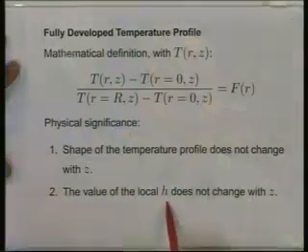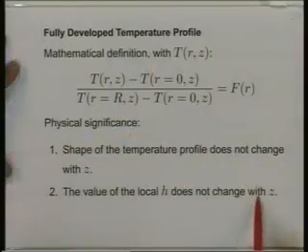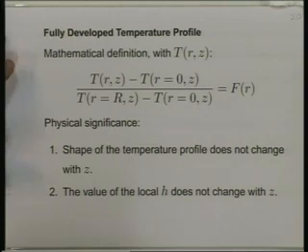And the second one is what we have already seen, that the value of the local heat transfer coefficient also does not change with z. This is more important for us.